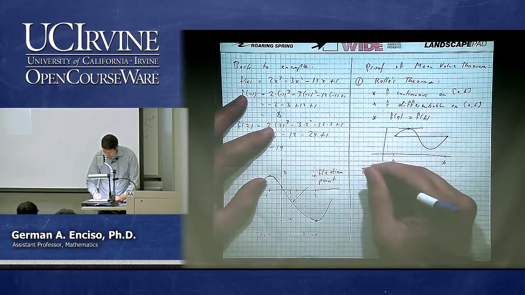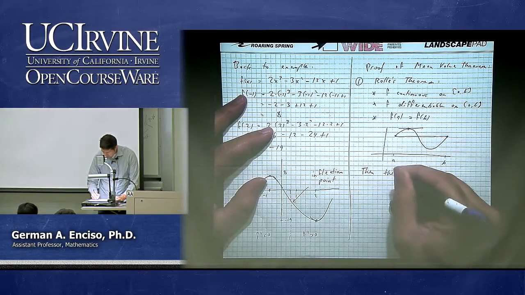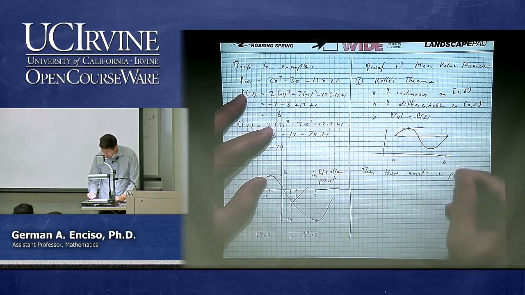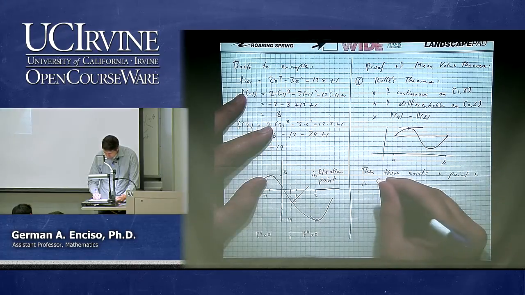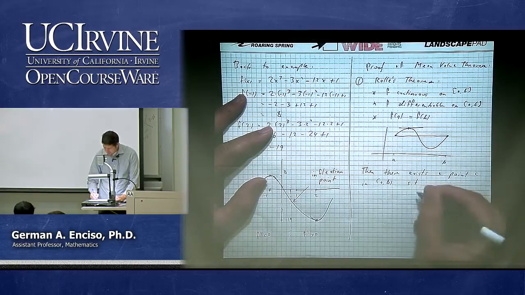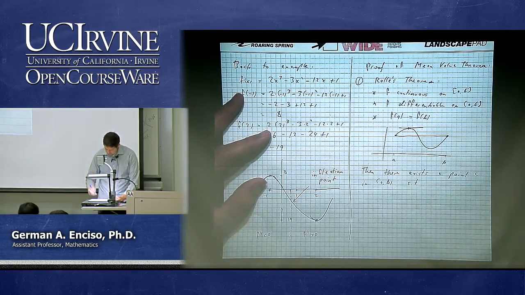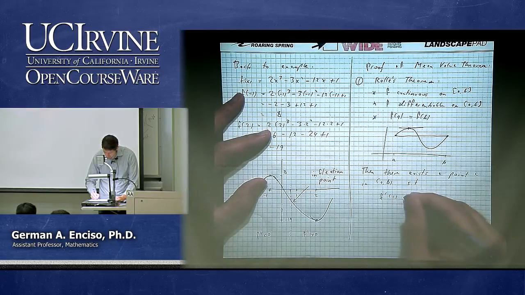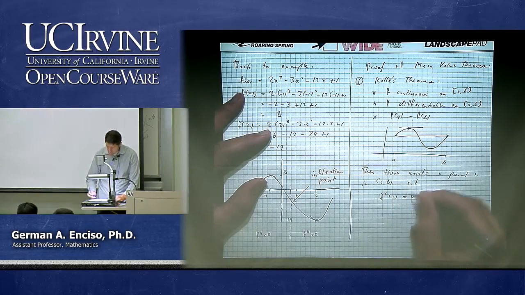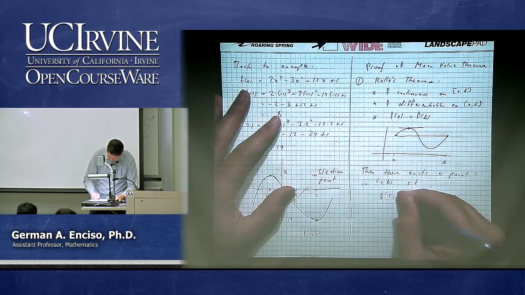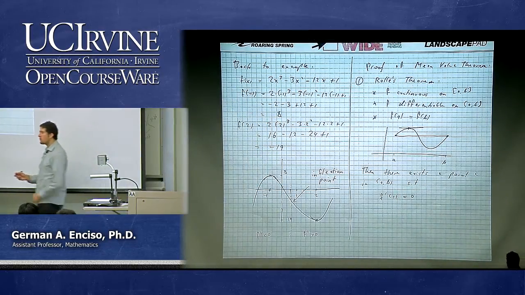Then there exists a point C in (a, b) such that, and this s.t. means such that, f prime of C is equal to 0. Okay, now how do we prove that?